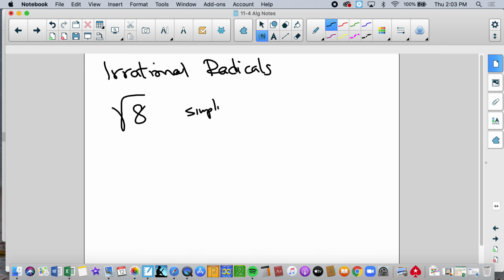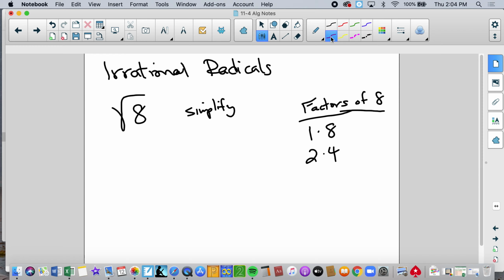However, we can still simplify this radical. So we want to break this up. Can we break this radical up into factors of 8? When we talk about factors, those are numbers that multiply or divide evenly. Factors of 8 are 1 and 8, 2 and 4. So 1 times 8 equals 8, 2 times 4 equals 8. So can we find factors that we might be able to simplify? Well, yes. This has a perfect square in it. 4 is a perfect square.